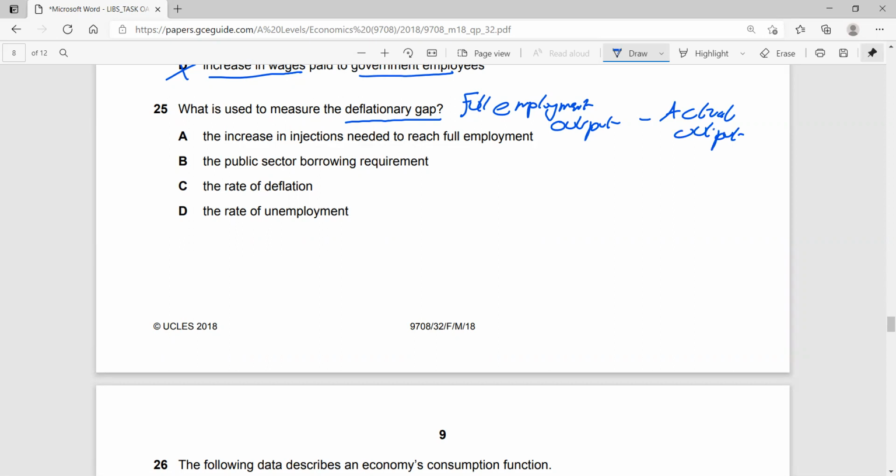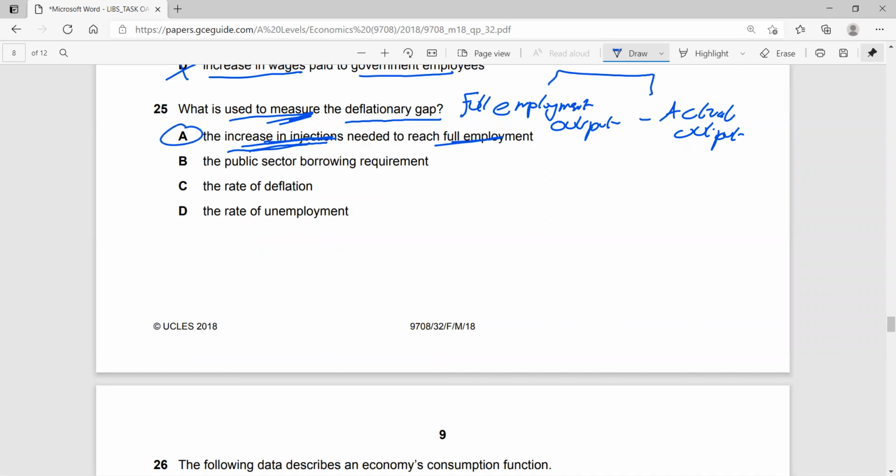So that's a deflationary gap. If you produce more than full employment, that's your inflationary gap. So what is used to measure this? The increase in injections needed to reach full employment, that seems to be quite about right. So how much more spending, or how much more export revenue, or how much more investment would you need to reach full employment? That's the gap.